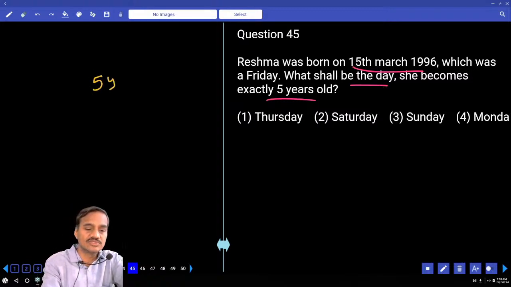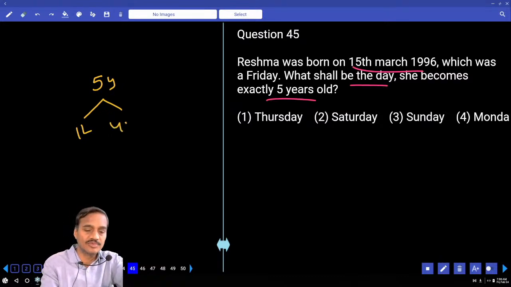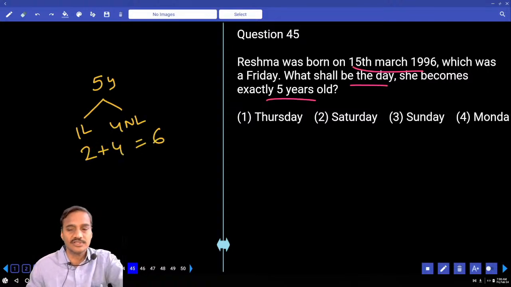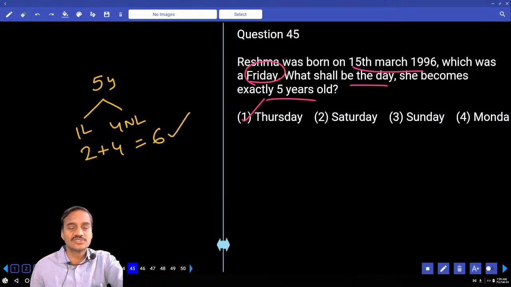Now in these 5 years there is 1 leap year. That is 2000. And 4 non-leap years. 1 leap year means 2 odd days, 4 non-leap years, 4 into 1, 4. So altogether we have 6 odd days. Now 6th day. Friday's 6th day is 1 day backwards, that is Thursday. Thursday, that is choice 1. Did that fit or not? How many leap years are there in these 5 years? 1 leap year. 5 plus 1, 6. Directly 6. 6th day is nothing but 1 day backwards. Thursday is the answer, 45.